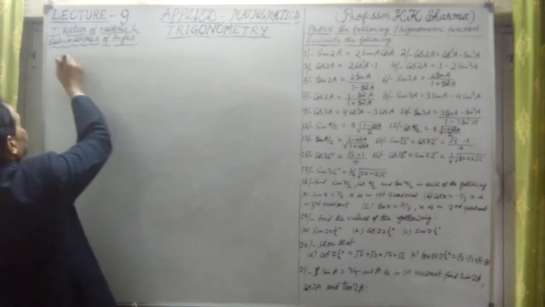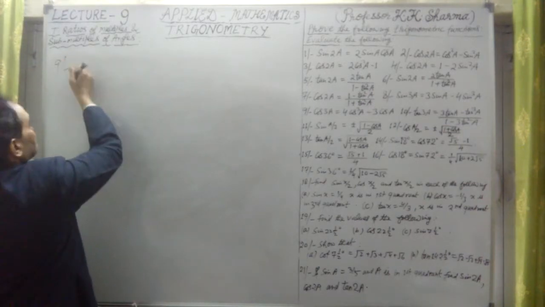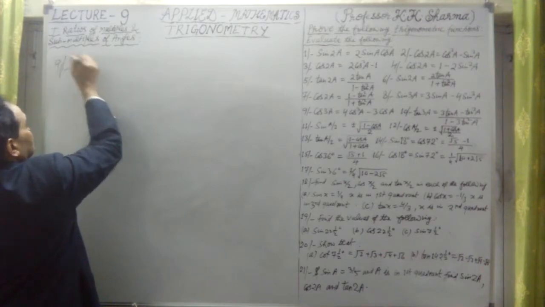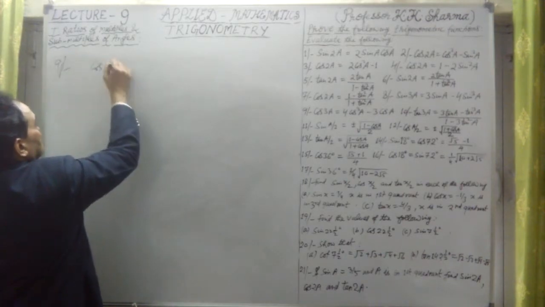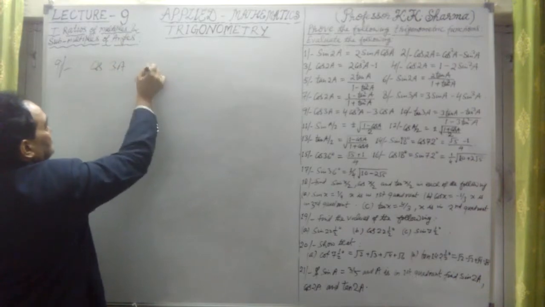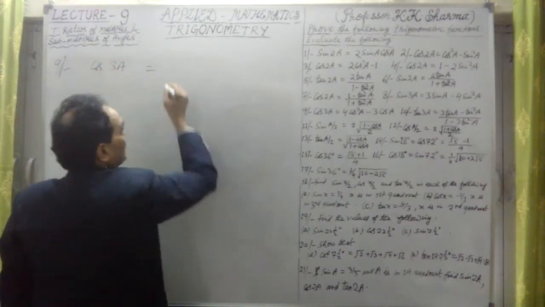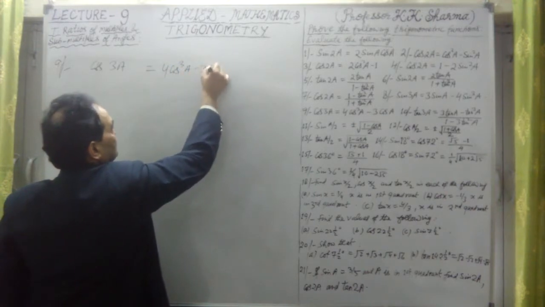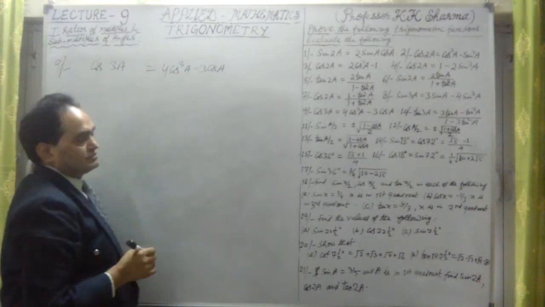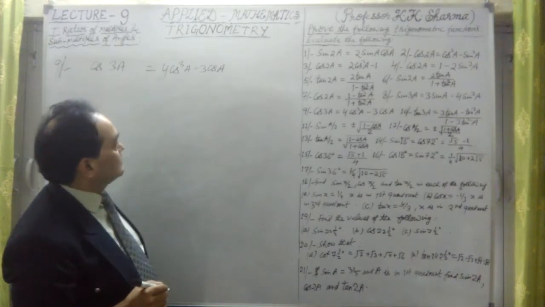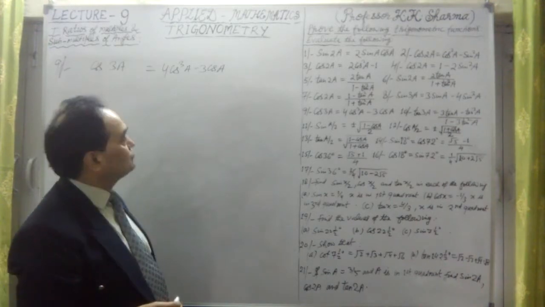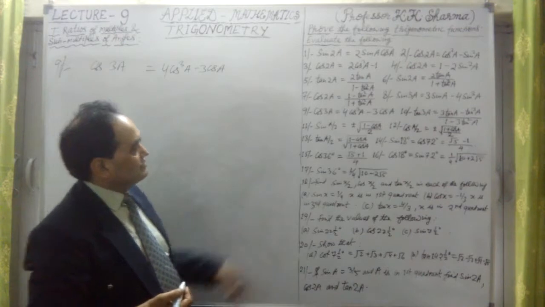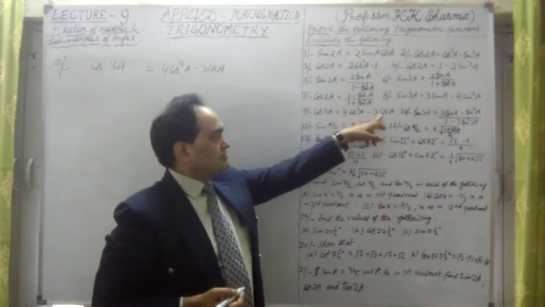Cos 3A. The 9th question is cos of 3A. Cos 3A is equal to 4 cos cube A minus 3 cos A. This is the formula for this. Now we have to just prove it. How this is 4 cos cube A minus 3 cos A.